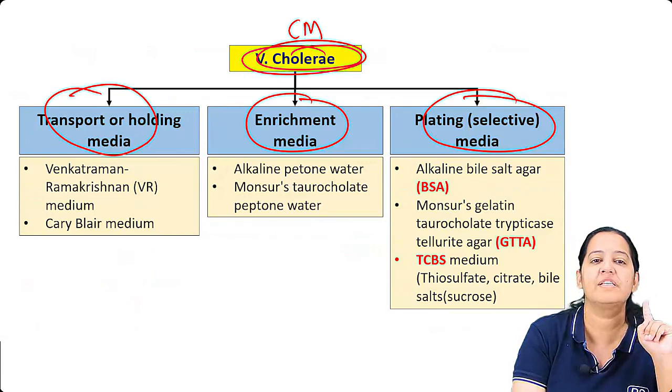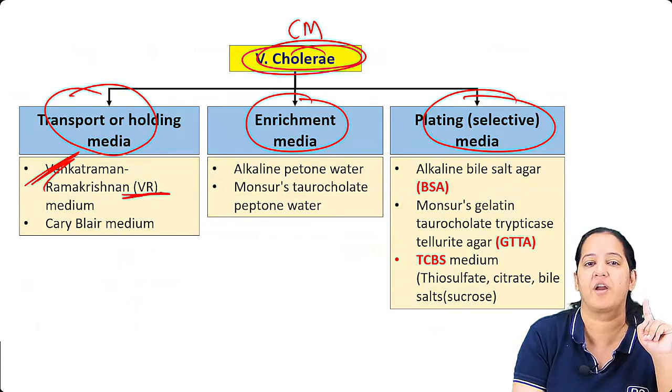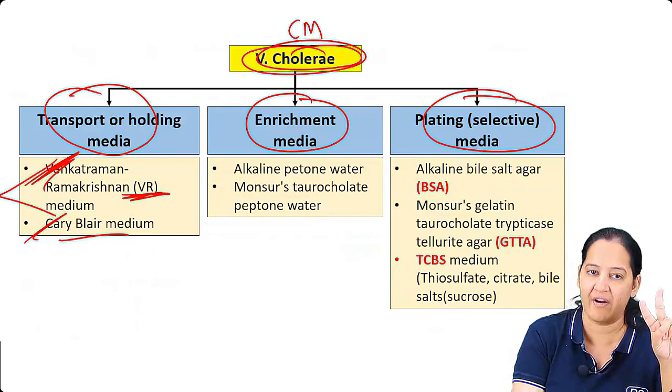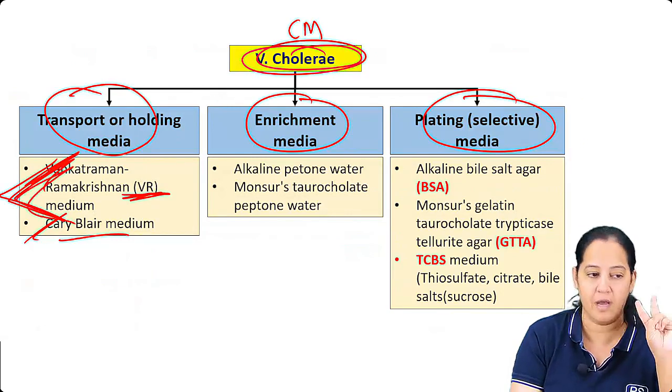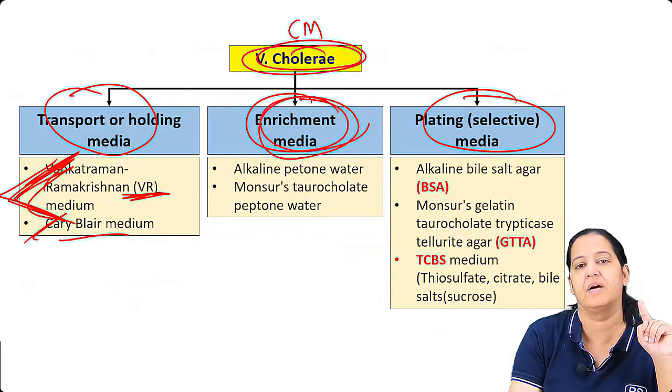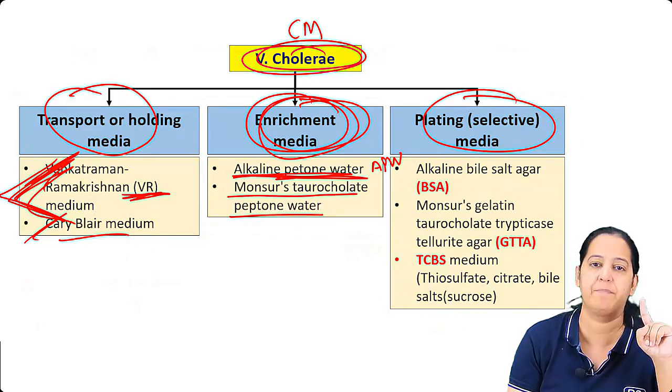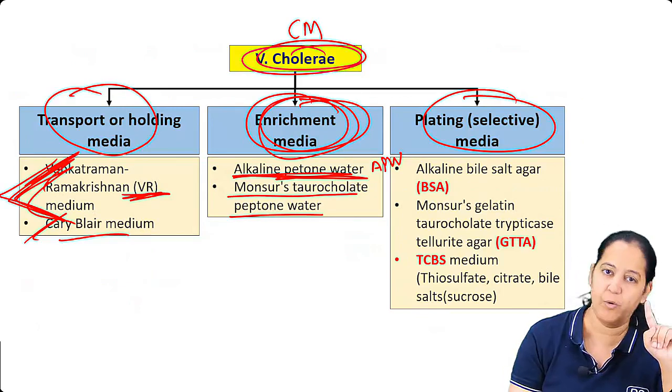The transport media is Venkataraman Ramakrishnan VR media, number 1. And number 2, Carrie Blair. So learn 2 transport media, Venkataraman Ramakrishnan and Carrie Blair. Okay? After that, enrichment media. Enrichment media is alkaline peptone water and Mansoor taurocholate peptone water. Both of them are peptone water.